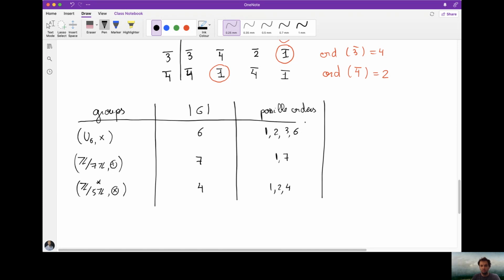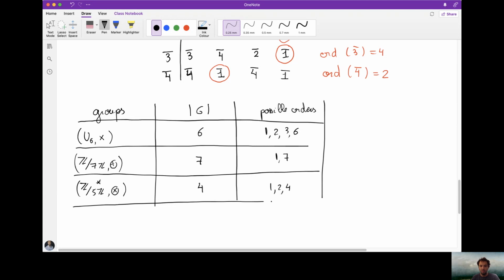Okay, so I think that if you look at this, you can see emerging some relation between the cardinality of the group and the possible orders. And this, let me pause for a second so that you think about it. Well, here I think it should be very clear that the possible orders are in fact all the possible divisors of the cardinality of the group. So for example, 7 is a prime number, therefore the possible orders are only 1 and 7, or the divisors of 4 are 1, 2, and 4, okay?